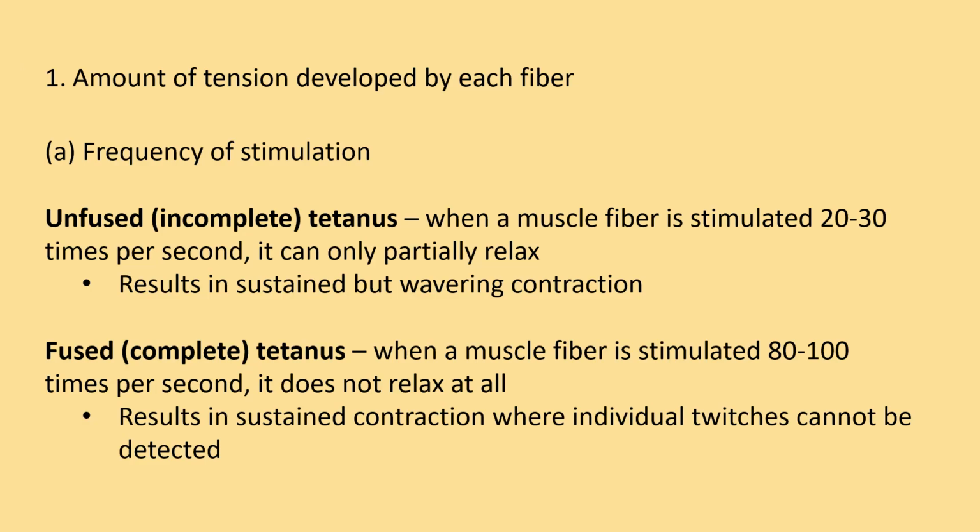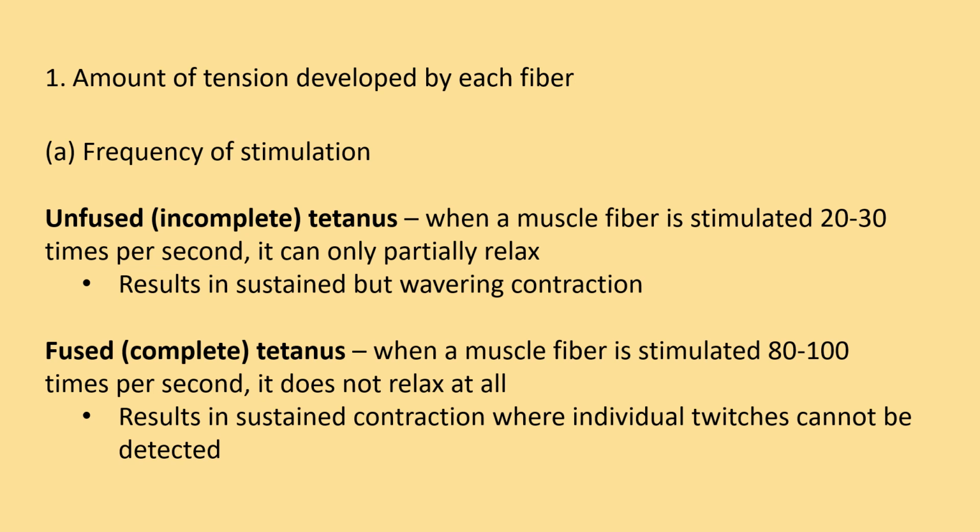So to review, the frequency of muscle stimulation, the frequency of those muscle action potentials, can influence the overall force of tension or the overall force of muscle contraction, the amount of tension that results. Unfused or incomplete tetanus occurs when a muscle fiber is stimulated between 20 and 30 times per second, and the muscle cell has the opportunity to only partially relax before the next muscle action potential occurs. And so, as we saw on the graph before, this results in sustained muscle contraction, but it's wavering.